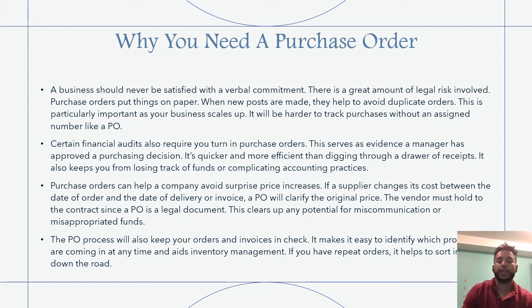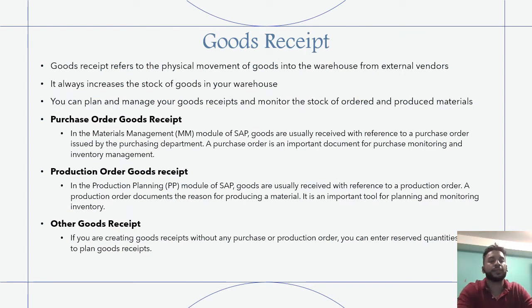Okay, so what's a goods receipt? Goods receipt refers to the physical movement of goods into the warehouse from external vendors. So any goods that you bring into your warehouse from external people, that's called a goods receipt. It always increases the stock of goods in your warehouse. You can plan and manage your goods receipts and monitor the stock of ordered and produced materials.